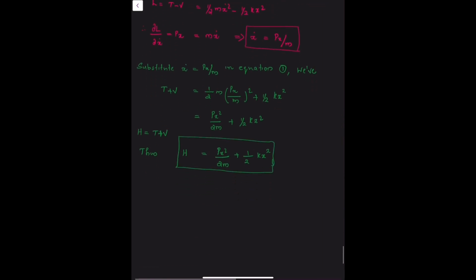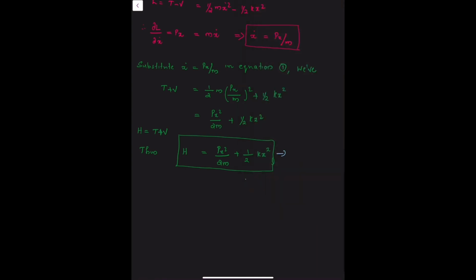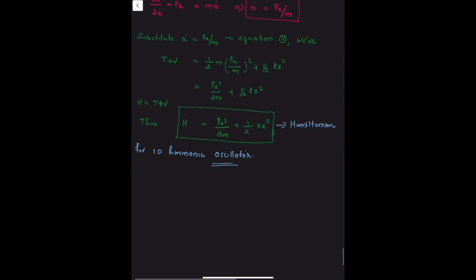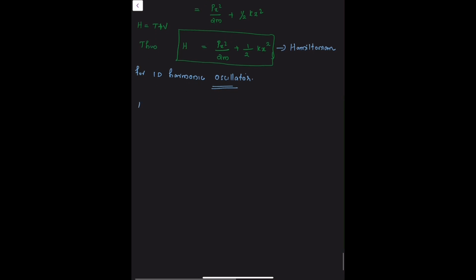And once you obtain the Hamiltonian, you can find out Hamilton's canonical equations of motion, and from there you can arrive at the equation of motion for the one-dimensional harmonic oscillator. Now what is Hamilton's equation? We have three equations, and let us consider the first two equations, because since the Hamiltonian does not contain time, we don't have to consider the third one.